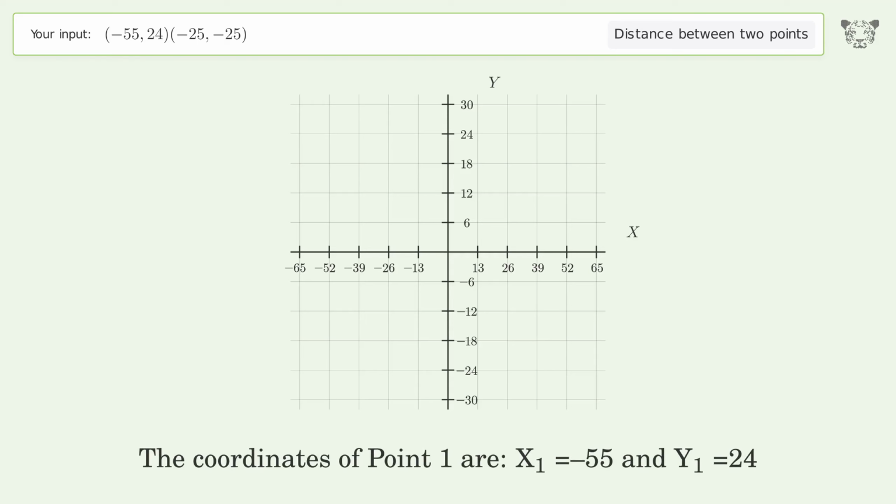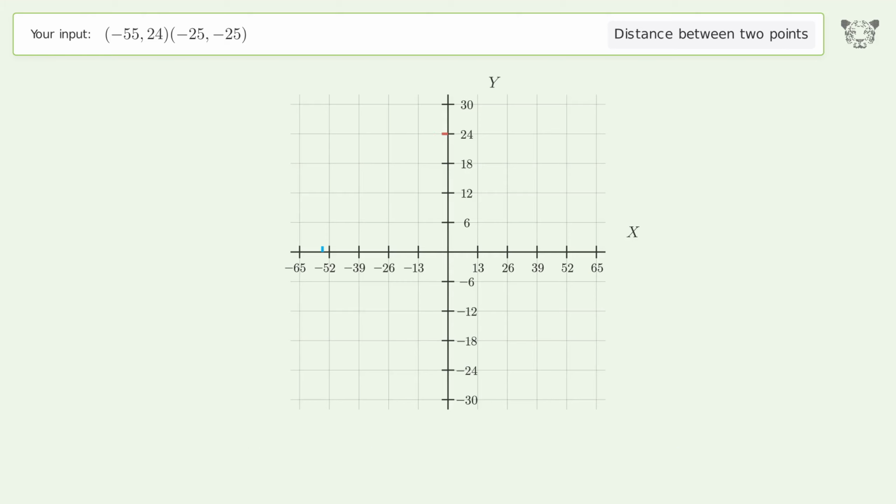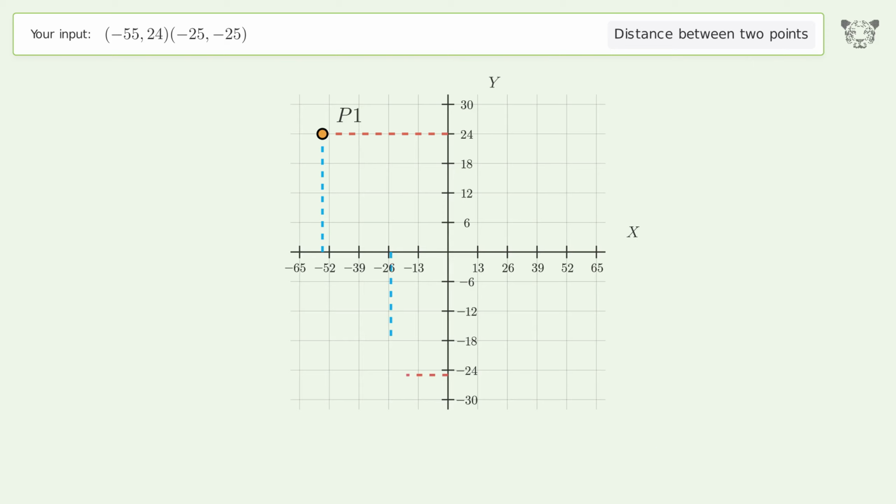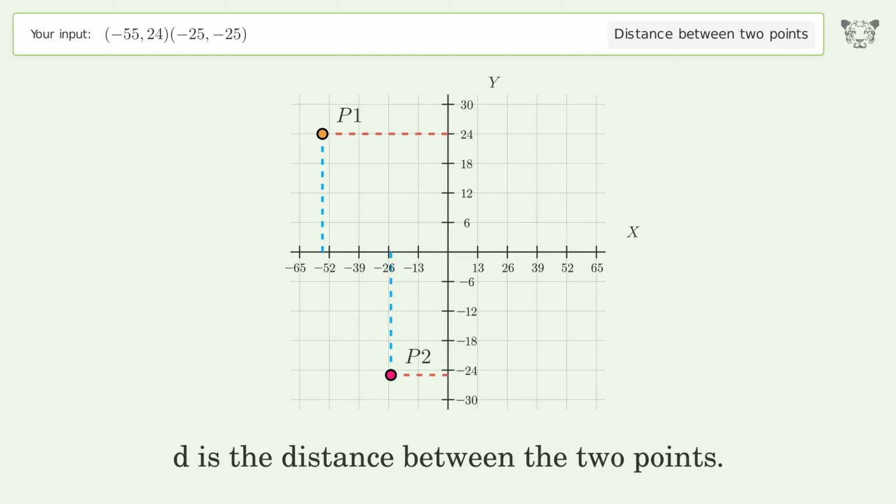The coordinates of point 1 are x1 equals -55 and y1 equals 24. The coordinates of point 2 are x2 equals -25 and y2 equals -25. D is the distance between the 2 points.